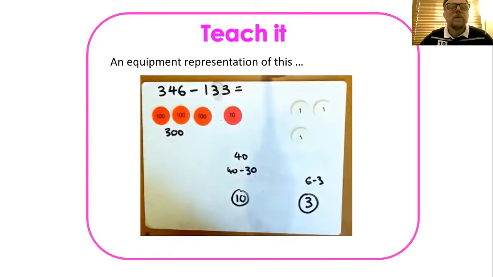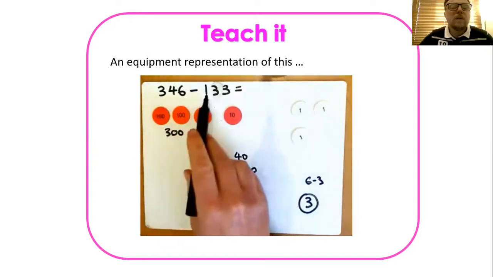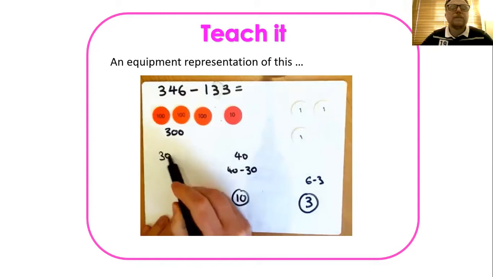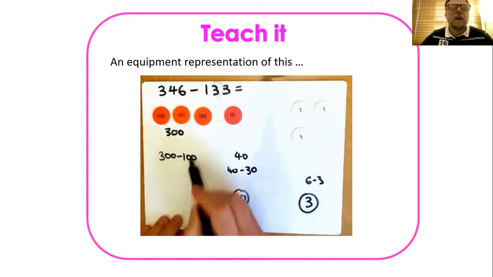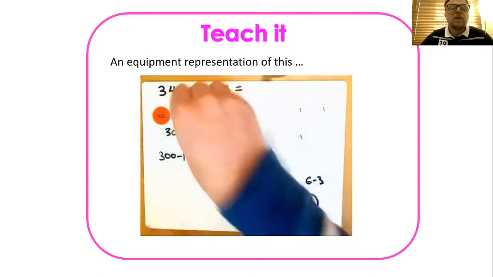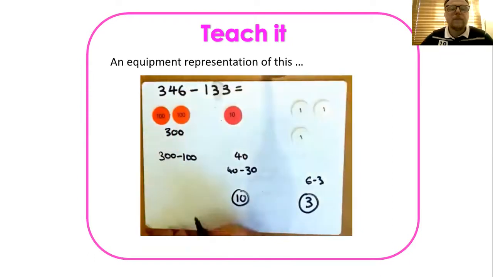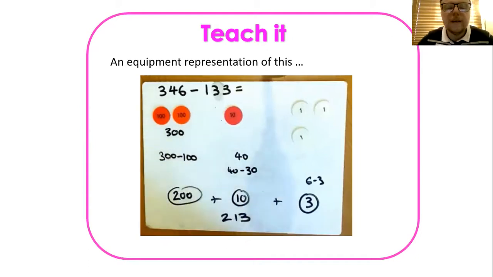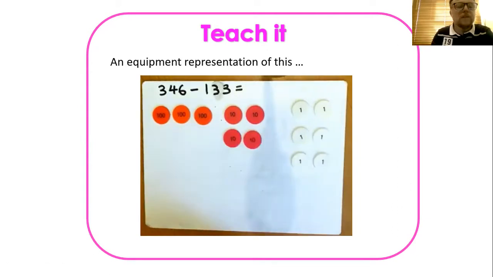And I've got the equipment 300, I'm going to take away 100. How many hundreds will I have left? 200. If I add all my bits together, 200 add 10, add 3, I've still got 213 left. That's why I was doing addition. I was just adding my parts back together. Okay, let's move on because that's with equipment. Let's look at the actual pictures.